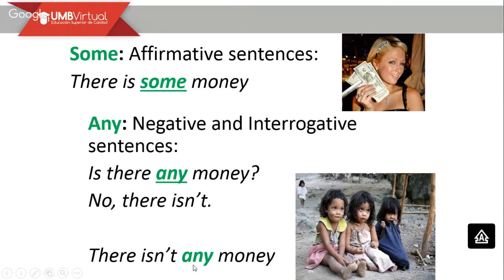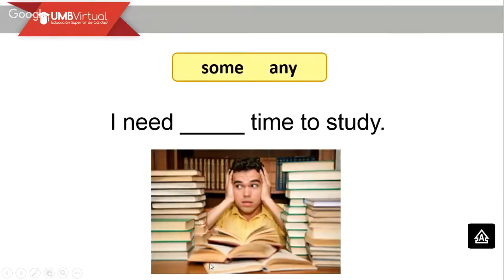There isn't any money. Cuando vamos a colocar la respuesta negativa, va después del verbo to be en este caso o del verbo que tengamos antecediendo al pronombre. All right? So far so good? Good. Right here, some, any. I need time to study. Look at the picture. As you can see right here, maybe this boy is kind of stressed out.